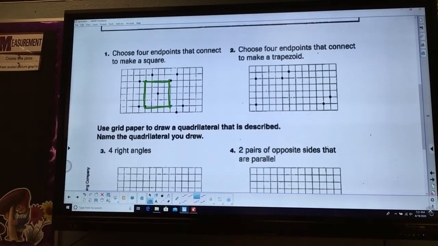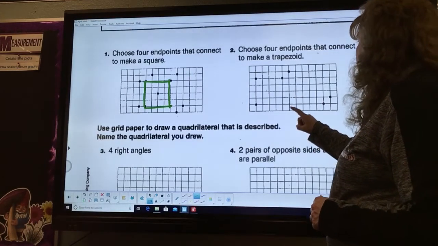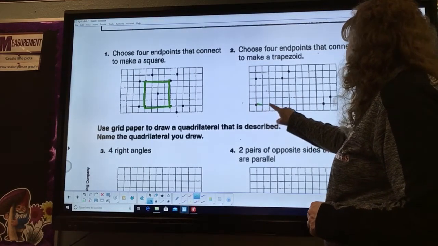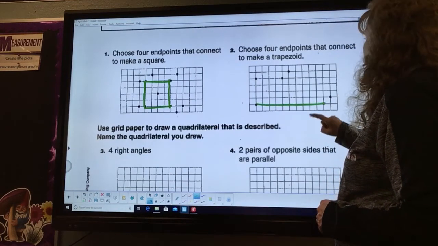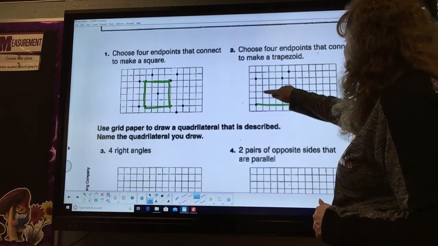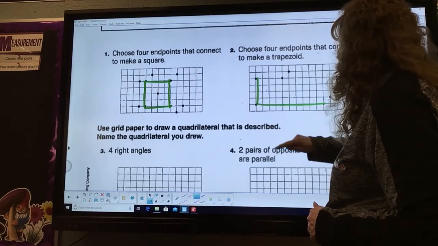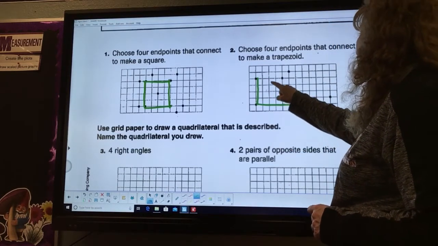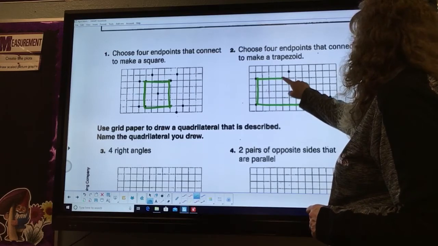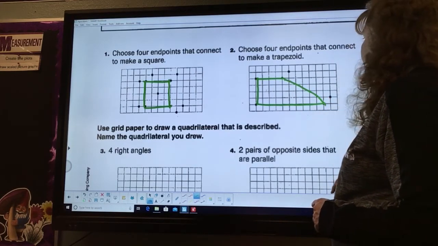On number 2, it says choose 4 endpoints that connect to make a trapezoid. Now, if you'll remember in our other lessons, in order for it to be a trapezoid, it only has 1 set of parallel lines. So, I'm going to take a look at this. I think I'm going to go here, up here, over to here, and back down.